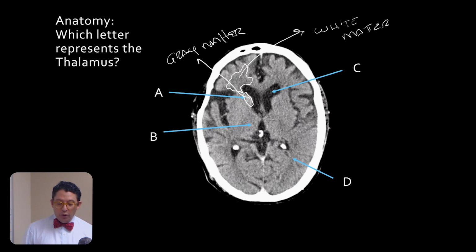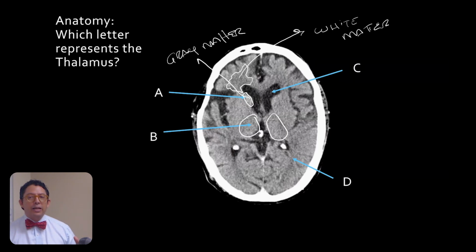So which of these, A, B, C, or D, represents the thalamus? B. Yes. So B is the structure that is right there, which is the thalamus. Very important structure. The thalamus is one of the nuclei that you have inside of the brain.